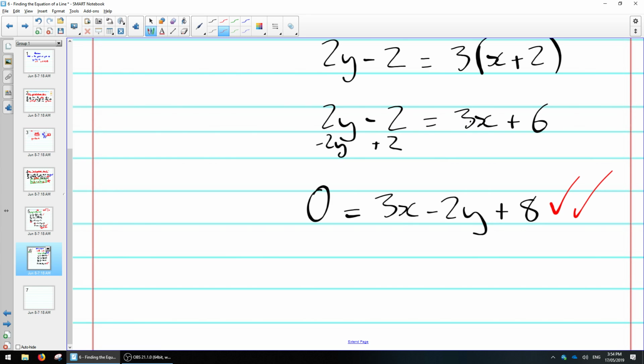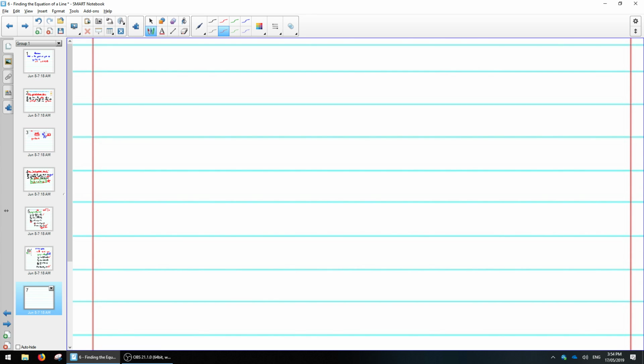Just to recap, the three things you can pick up from today's lesson is first of all a formula: y minus y1 equals m(x minus x1). Alright, that's the new formula, that's the point gradient formula that you use to find the equation of a line if you have a point and a gradient.